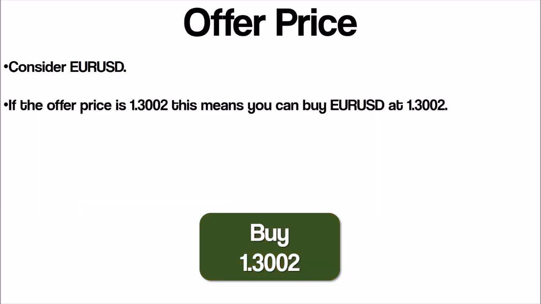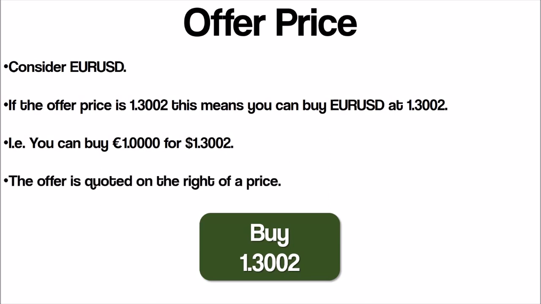Now if you look at the offer price, say in this example the offer is 1.3002, and what this means is that you can buy euro-dollar for 1.3002. So you can buy €1 for $1.30 and 2/100ths of a cent. And this is on the right hand side of the price. So you notice this is not the same as the bid. There's a very small difference.